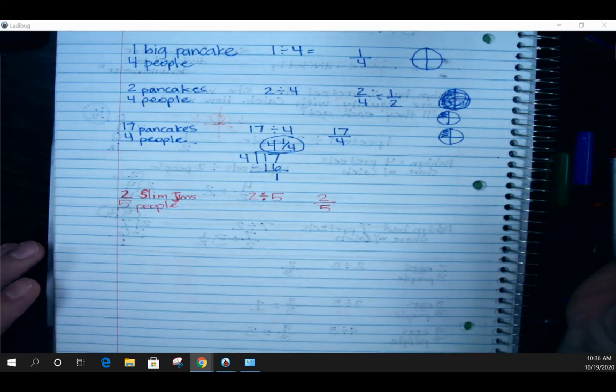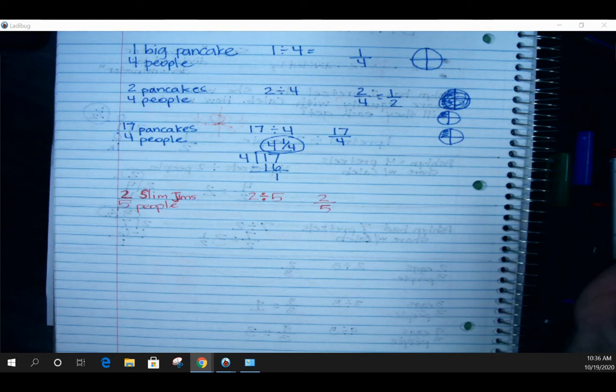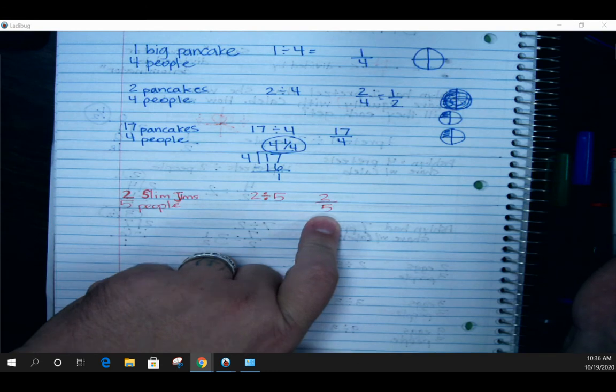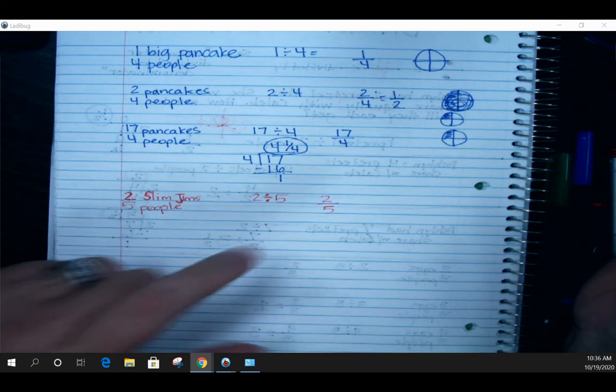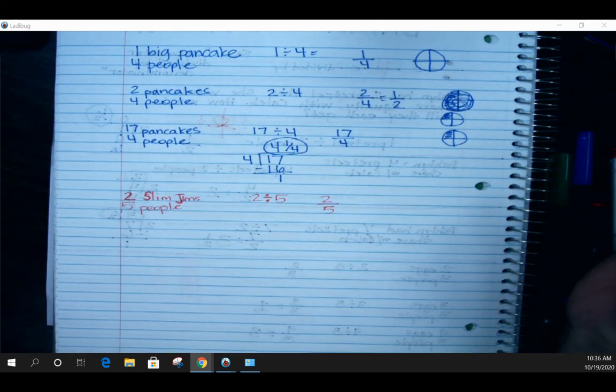Let me tell you a secret. 1/5, 2/5, 3/5, 4/5 are all in simplest form because 5 is what kind of number? What? No, not just odd, it's prime. Okay.